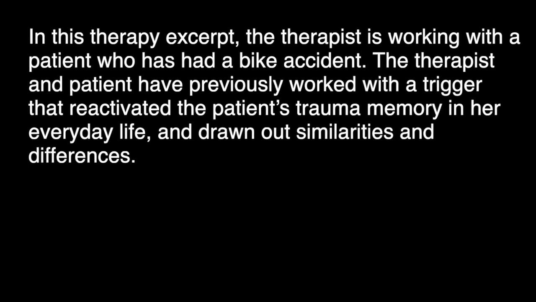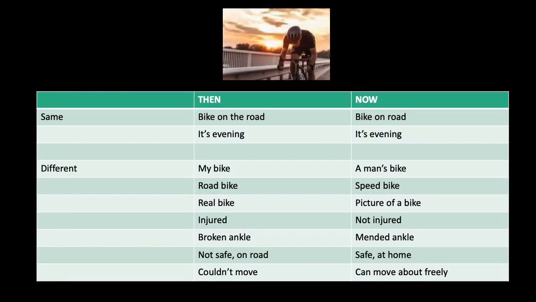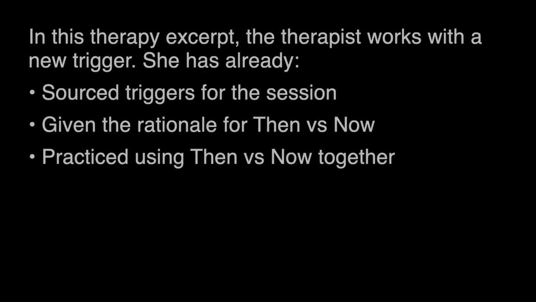In this therapy excerpt, the therapist is working with a patient who has had a bike accident. The therapist and patient have previously worked with a trigger that reactivated the patient's trauma memory in her everyday life and drawn out similarities and differences. For example, seeing a man ride his bike when the patient was walking in the evening triggered the memory of her bike accident. With the help of the therapist, the patient was able to spot that seeing the man on his bike was a trigger, and then the similarities and differences between the trigger and her accident, and wrote these out. In this therapy excerpt, the therapist works with a new trigger.